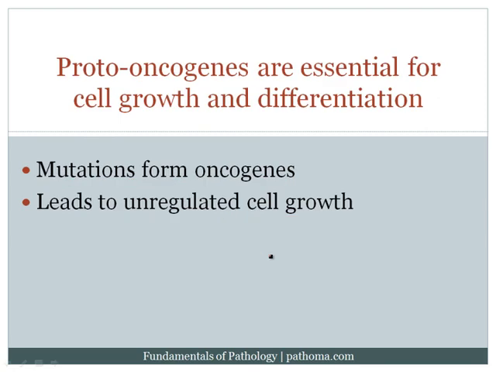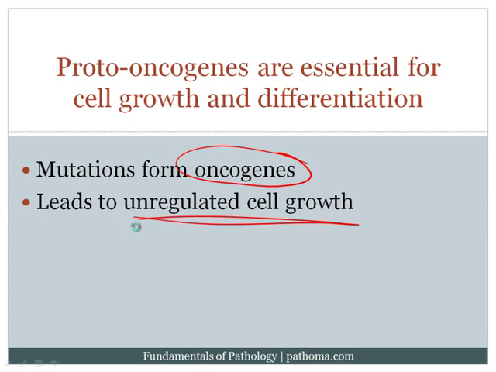All right, what are proto-oncogenes? Proto-oncogenes are genes that are essential for cell growth and differentiation. All our cells normally have proto-oncogenes, and those proto-oncogenes are necessary for cell growth and differentiation. However, when a proto-oncogene gets mutated, it becomes something called an oncogene. And oncogenes lead to unregulated cell growth.